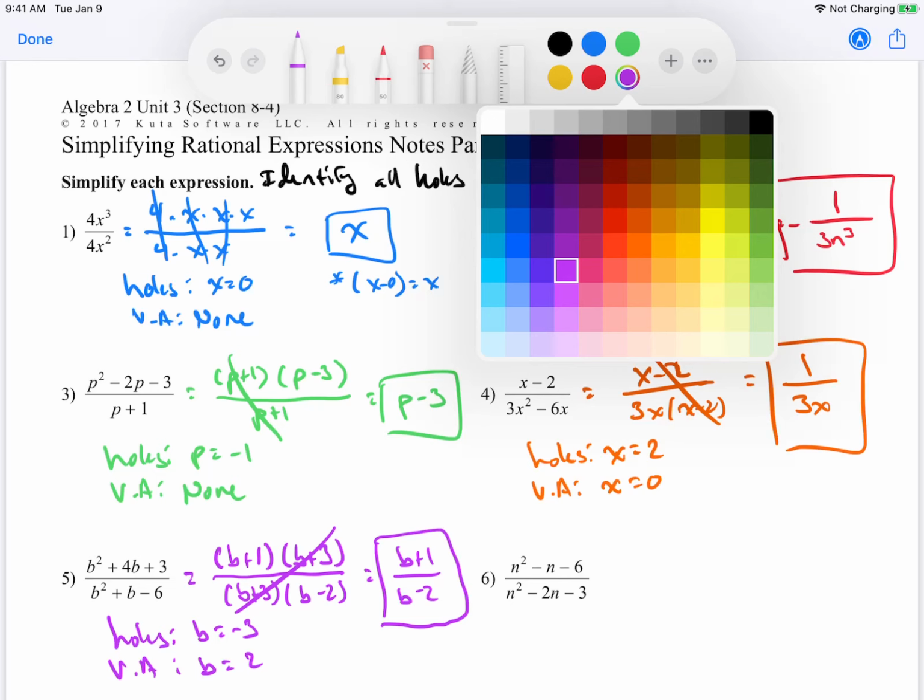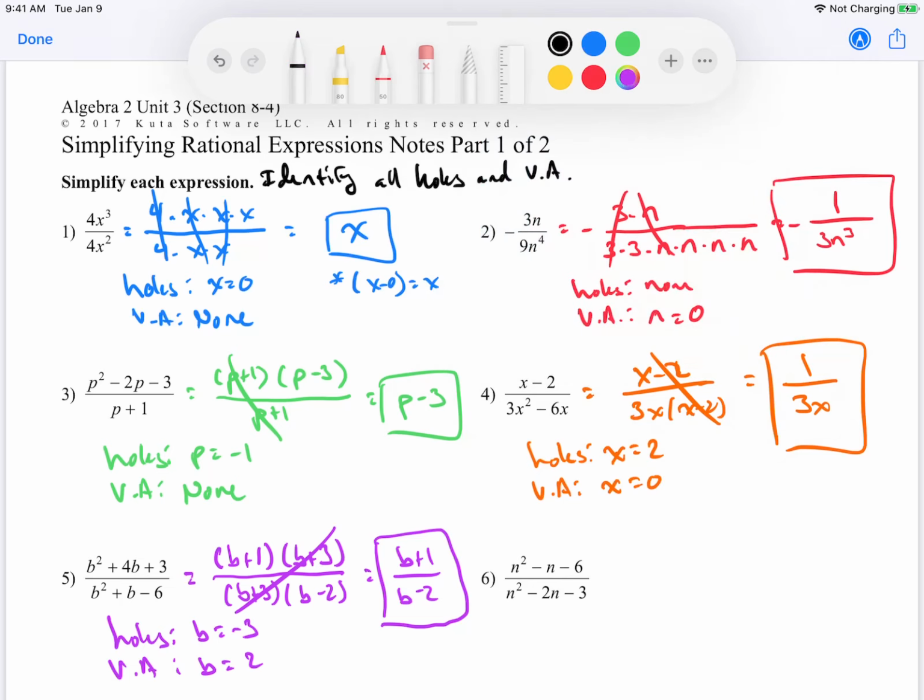Trying to use a different color here. Let's go, no, you know what, let's just go black here.